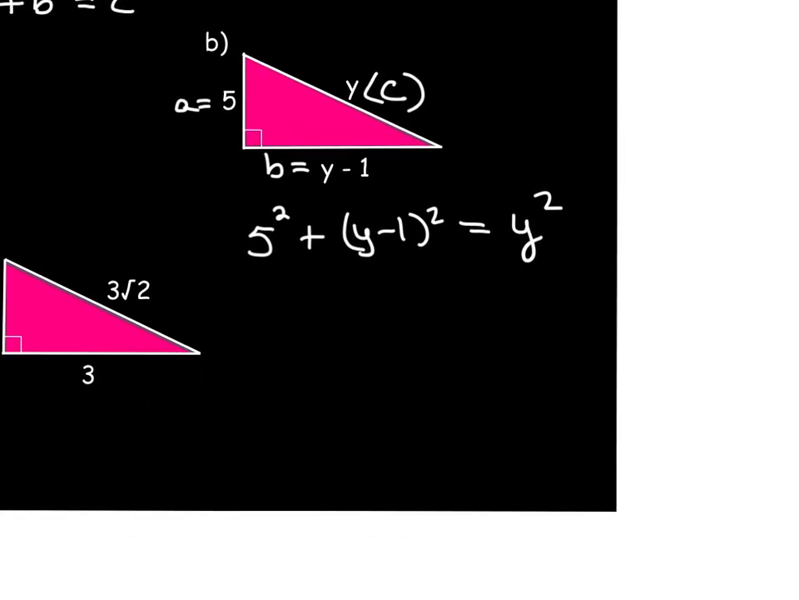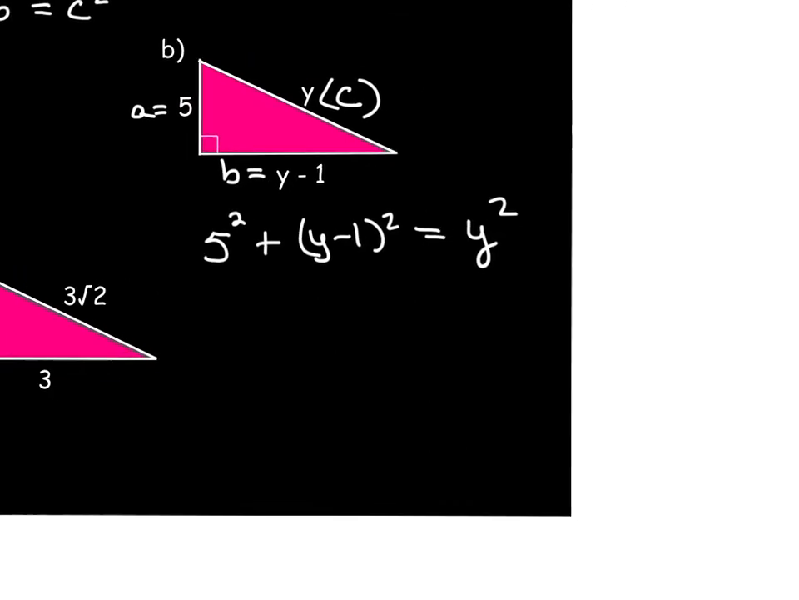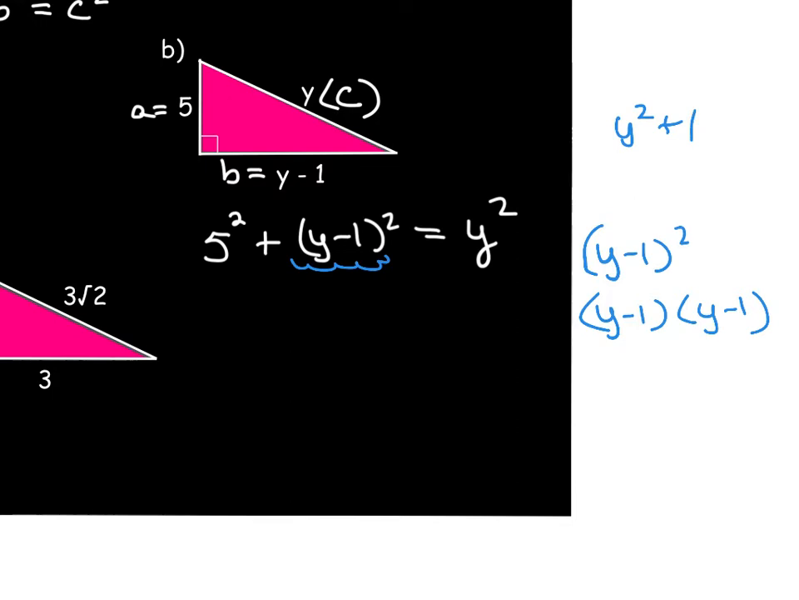Now, be very careful here. For this part right here, the y minus 1 squared, what this means is you're going to take this binomial, write it twice, and FOIL it. If you tell me that y minus 1 squared is just y squared plus 1, guess what? You just got it wrong because you're going to miss out on a middle term. You need to write it twice and FOIL it unless you memorize the pattern. I find it better to write it twice and FOIL it. Sometimes the patterns confuse people.